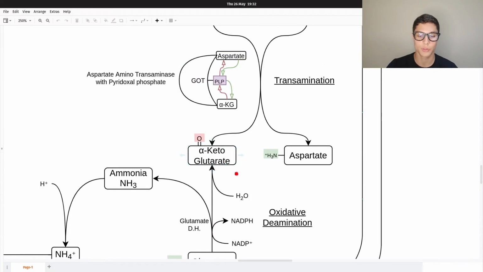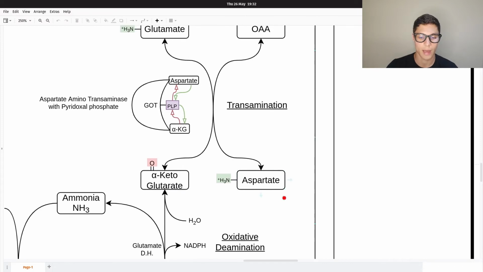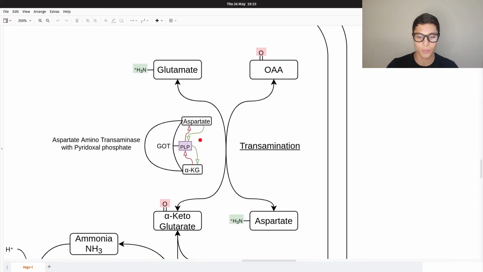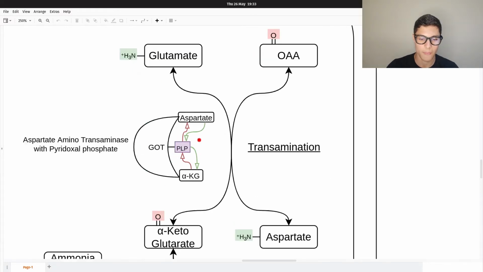We have the alpha-ketoglutarate again and aspartate. This is another amino acid. And this is the second most important transaminase, the aspartate aminotransferase, or GOT. That stands for glutamate oxaloacetate transaminase. So we need a keto acid and an amino acid. We have aspartate and alpha-ketoglutarate. They're going to bind together as before.